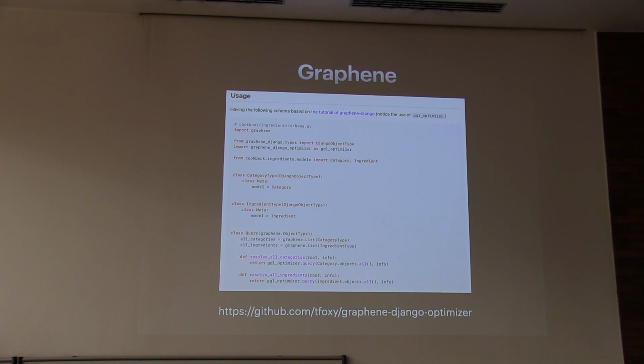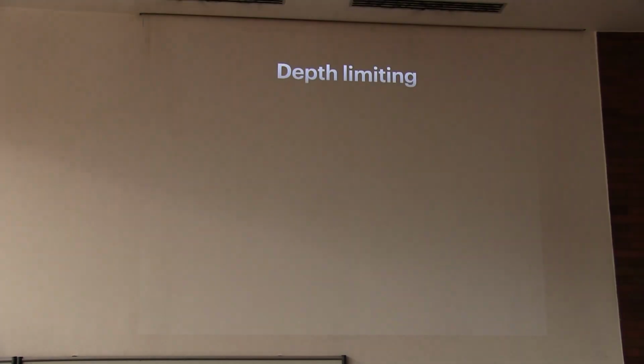Okay, so we talked about observability, we talked about performance. Let's talk about the things that can go wrong when it comes to GraphQL. So I have to speed it up a little bit because we're kind of over time right now.